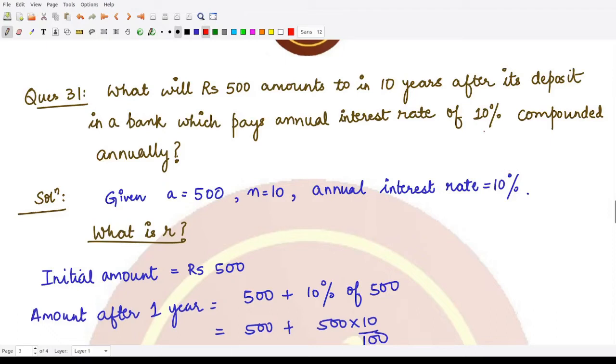So the question here says, what will rupees 500 amount to? What would be the value of this rupees 500 in 10 years after its deposit in a bank? So if in the first year 500 rupees is being deposited in the bank, then after 10 years thereafter, what would be the value if the annual interest rate is 10%, which is compounded annually.